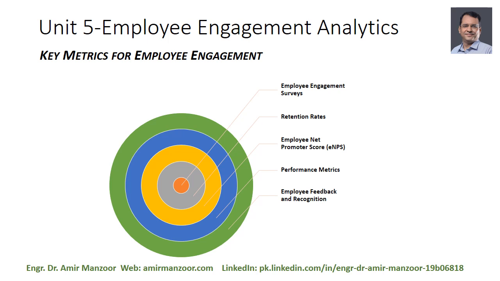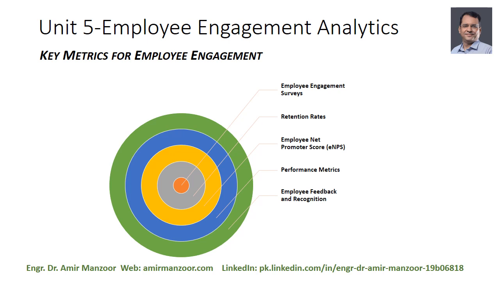Employee Net Promoter Score is calculated by subtracting the percentage of detractors from the percentage of promoters. Detractors are employees who rate their likelihood to recommend from 0 to 6. Promoters are the employees who rate the likelihood to recommend from 9 to 10. The resulting score provides insight into overall employee satisfaction and loyalty.